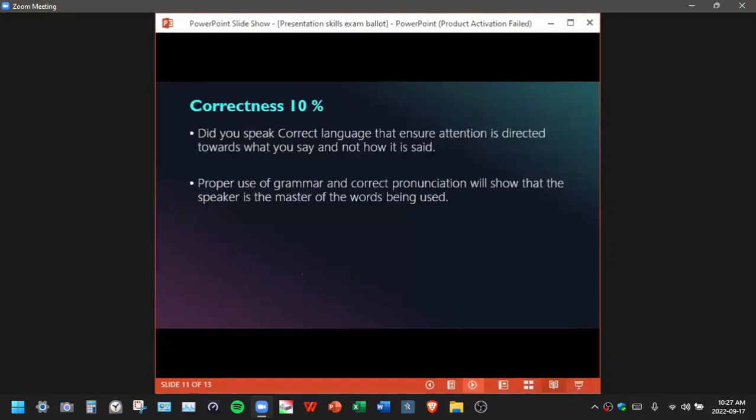And the correctness. So did you use the correct language, and whether you use proper grammar and pronunciation of words? For all this, you will get 10 points.